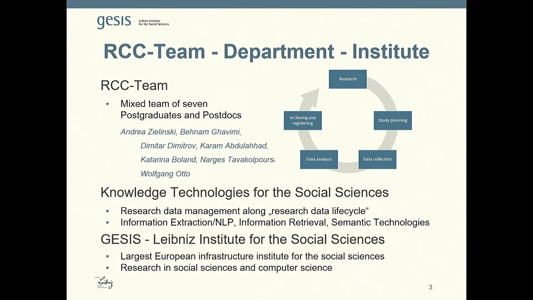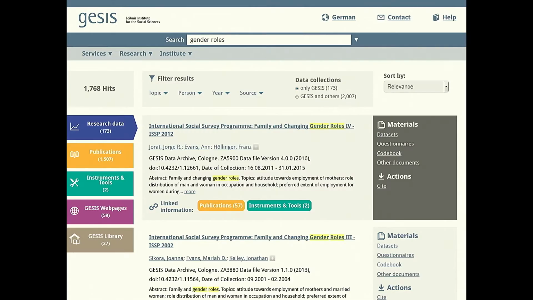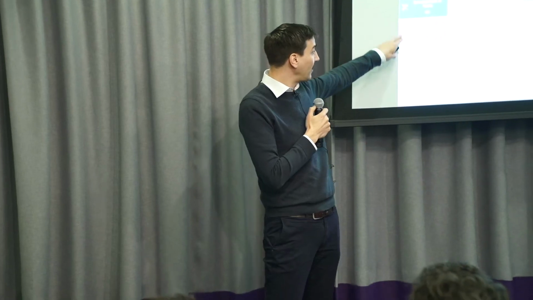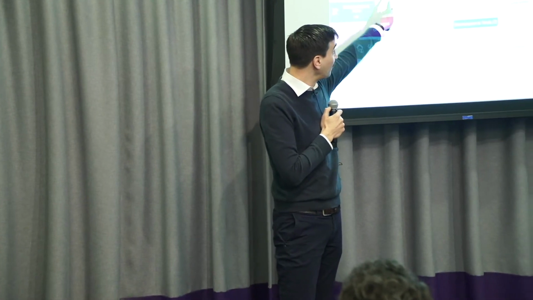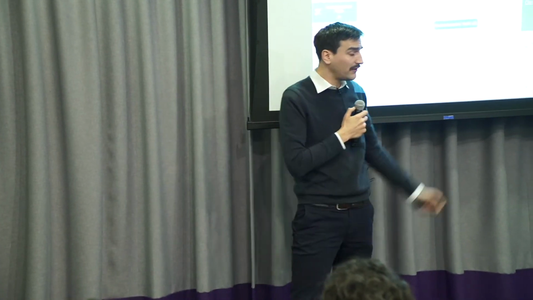So why are we interested in these challenges, these competitions? We have already had an integrated search engine for social scientists since 2017. As you see, we have a faceted search not only for research data and publications, but also for instruments and tools, and some other things like our library in the institute and our web page. And what is interesting, we already have linked information from datasets to publications and even to instruments and tools.